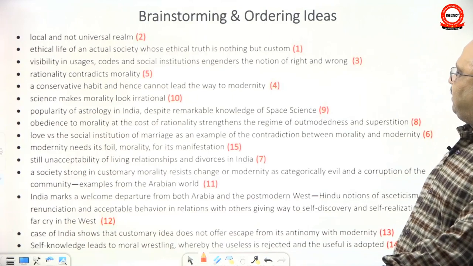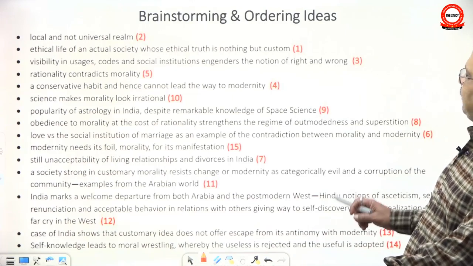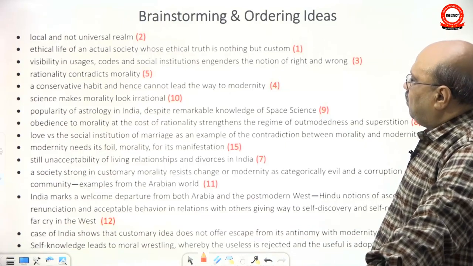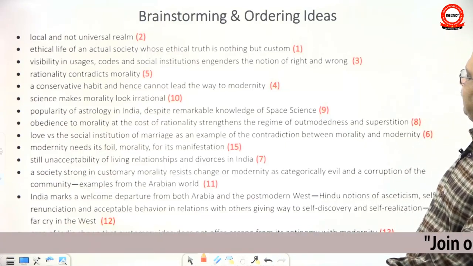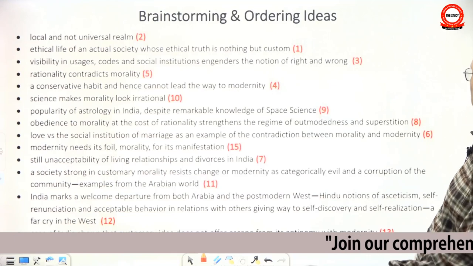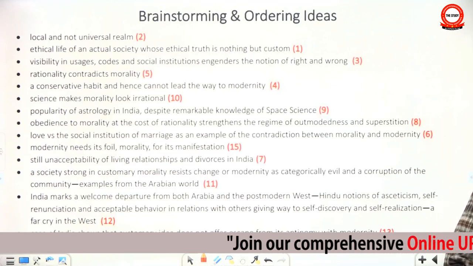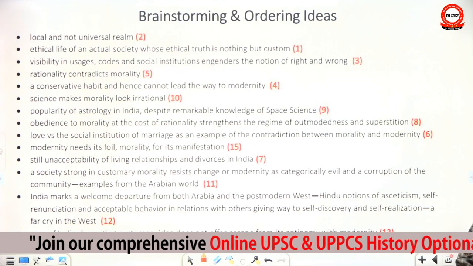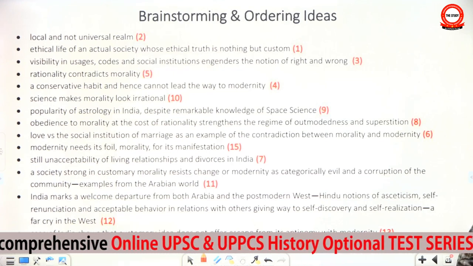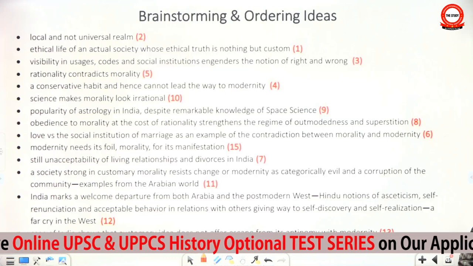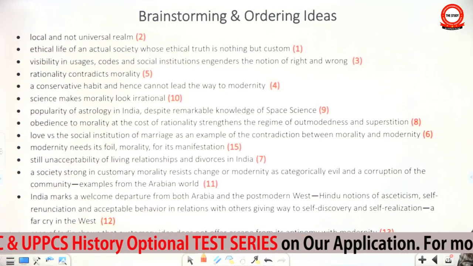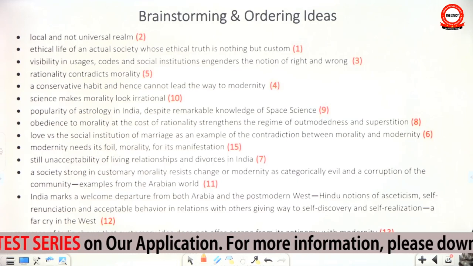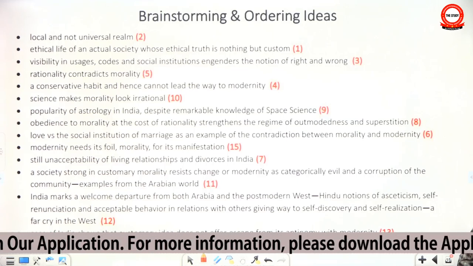Science makes morality look irrational. Popularity of astrology in India, despite remarkable knowledge of space science. Obedience to morality at the cost of rationality strengthens the regime of outmodedness and superstition. Love versus the social institution of marriage as an example of the contradiction between morality and modernity. Modernity needs its foil, morality, for its manifestation. Still, unacceptability of living relationships and divorces in India.